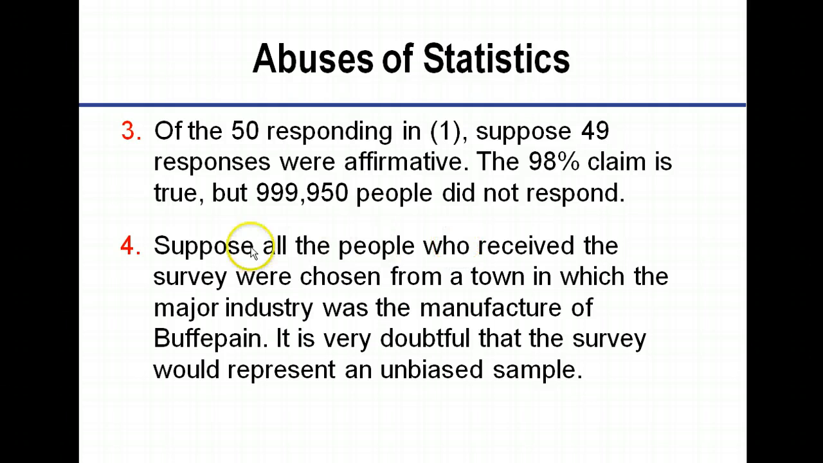So suppose all the people who received the survey were chosen from a town in which the major industry was the manufacture of Buffepain. So if they only sent the survey to the people living in the town where Buffepain is manufactured, and all the people work for Buffepain, it is really unlikely that they're going to be able to get an unbiased response about that survey. Of course, they're going to say Buffepain is the best thing they've ever had because they're getting their paychecks from Buffepain, and the success of that company is important to them, retaining their jobs in some cases. So it's really doubtful that you could get an unbiased sample if the people were chosen in a very localized way, especially for production of a product like that.